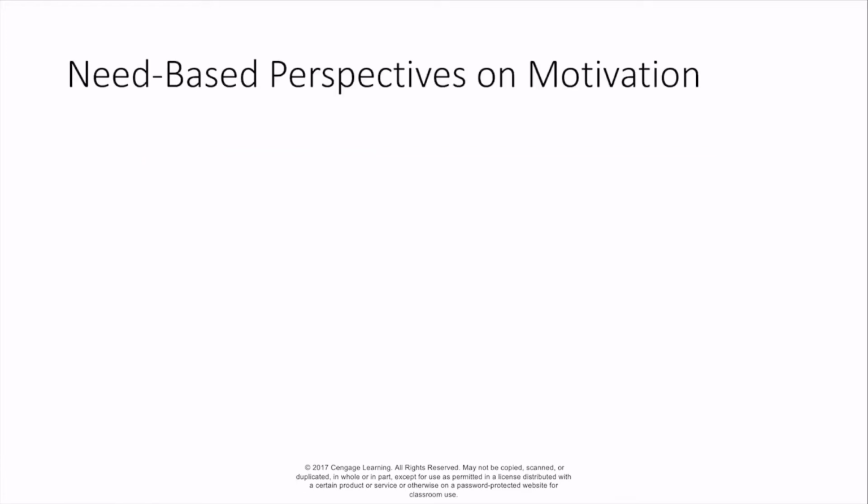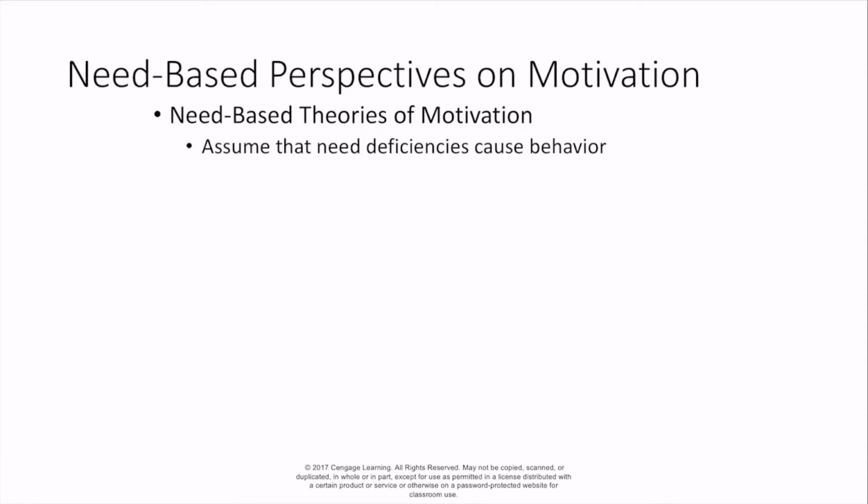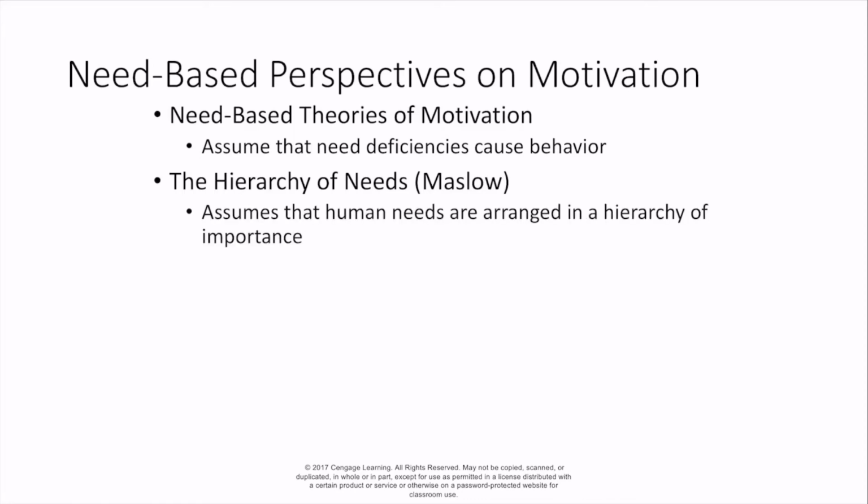Now, the need-based perspective on motivation. There are needs-based theories of motivation that assume that need deficiencies cause behavior, and one of the prominent people that has talked about this is a guy named Abraham Maslow. And Maslow believed in what we call the hierarchy of needs. He assumes that human needs are arranged in a hierarchy of importance.